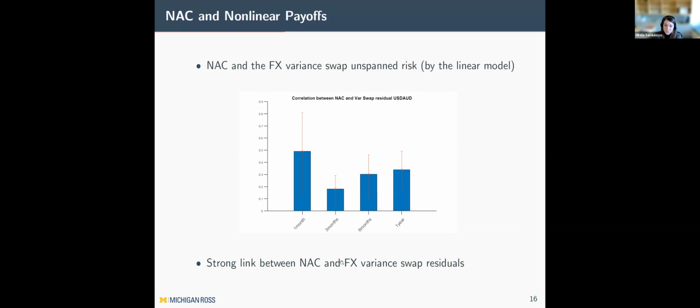So overall, we do find that there is some additional information embedded in our NAC index with respect to assets with nonlinear payoffs.